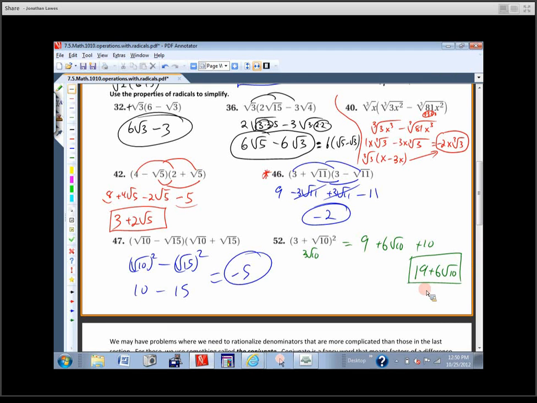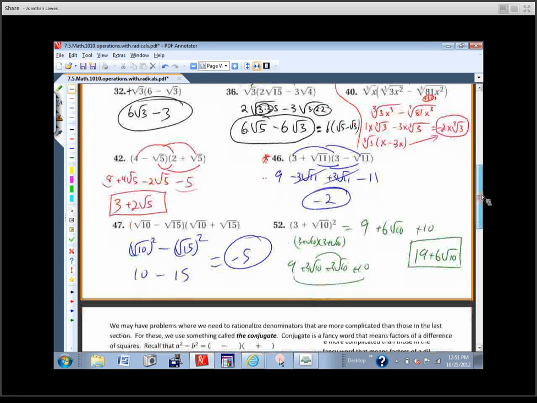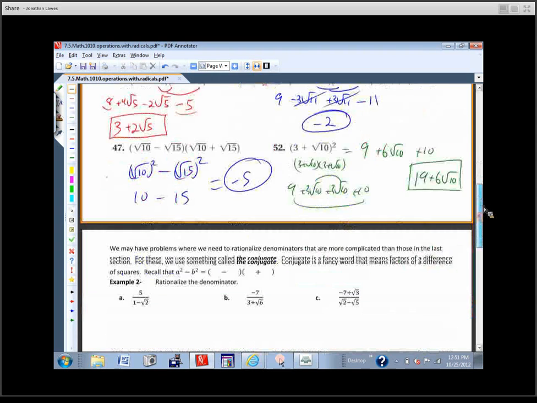Good there? If you go through and multiply them, here's what you get. If you rewrite this, 3 plus radical 10, 3 plus radical 10, you get 9, 3 radical 10, 3 radical 10, and 10. Okay? And you can see those make a 19, and those make our 6 radical 10. Any questions? Okay, go ahead and flip it over.